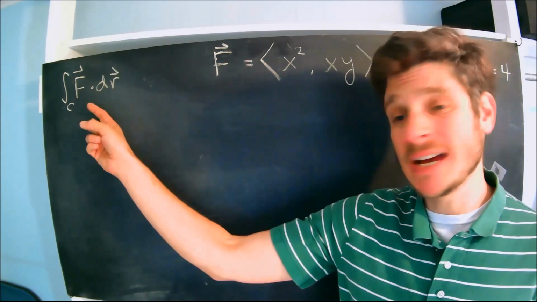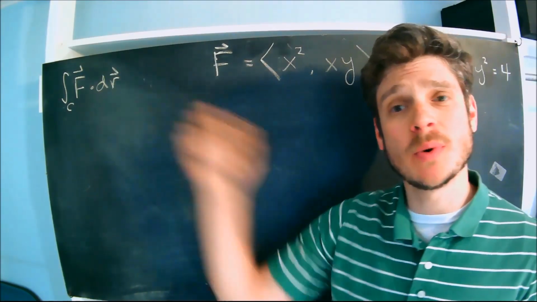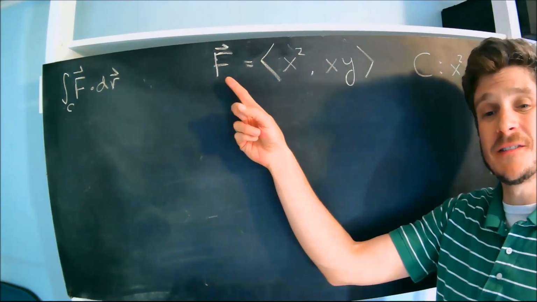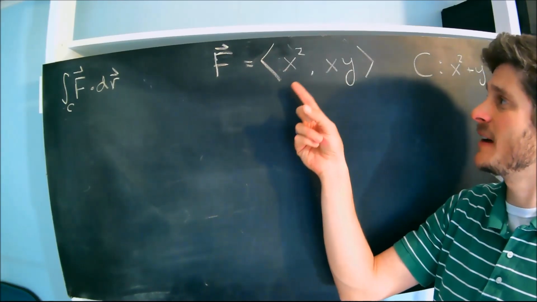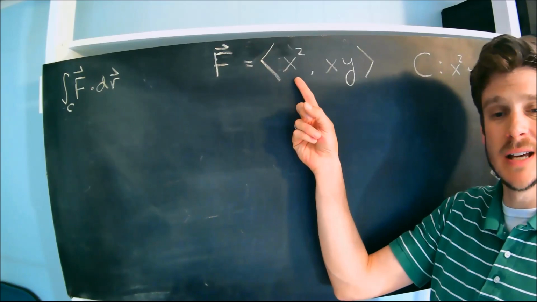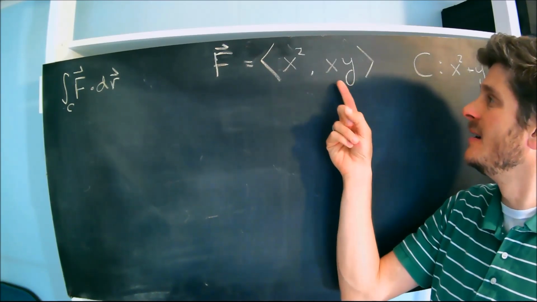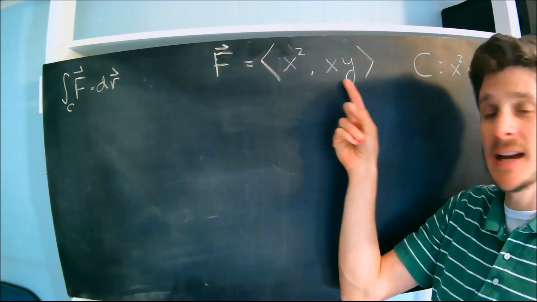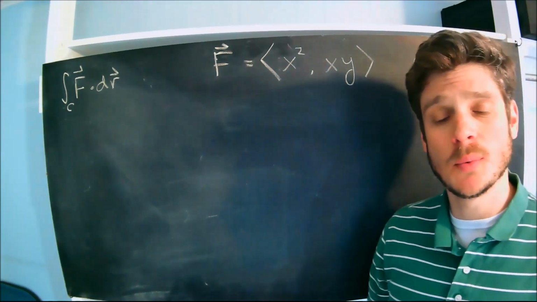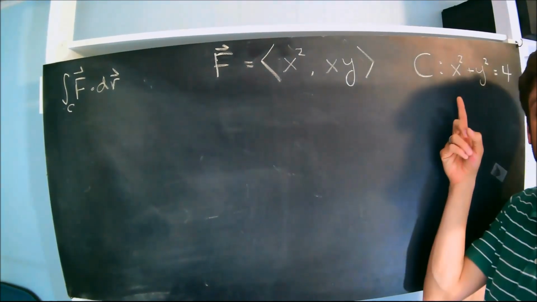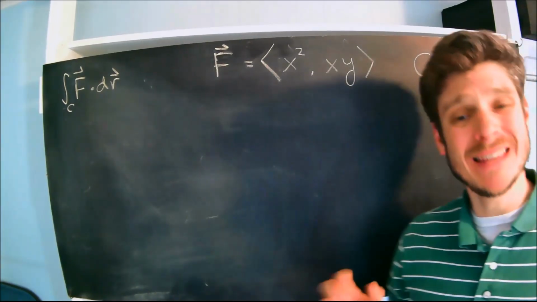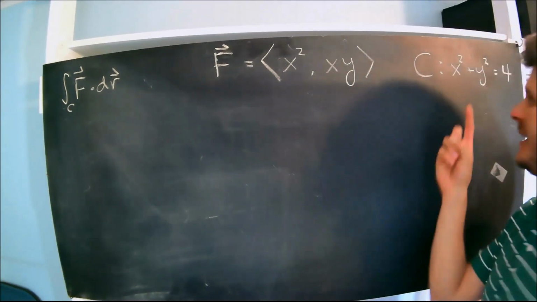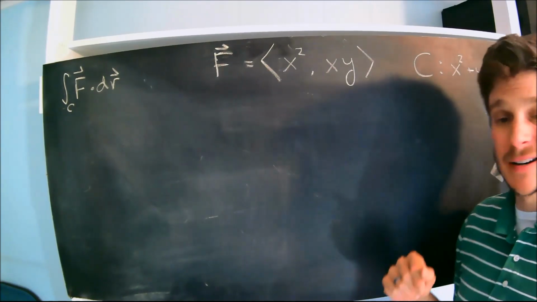Time for our last example. Again, we're given a typical line integral that we want to compute. We're given that the field that my curve is traveling through is defined by the vector field function with the x squared component in the x direction and xy in my y direction. And my curve C is given by the function x squared plus y squared equals 4 in the counterclockwise direction. And, well, let's start there.